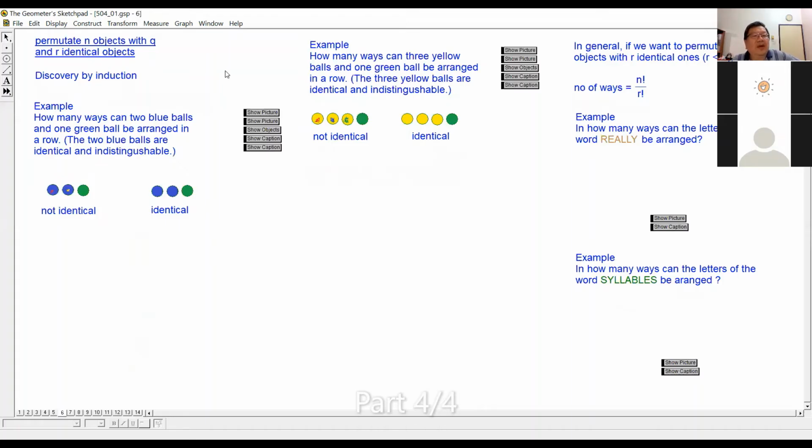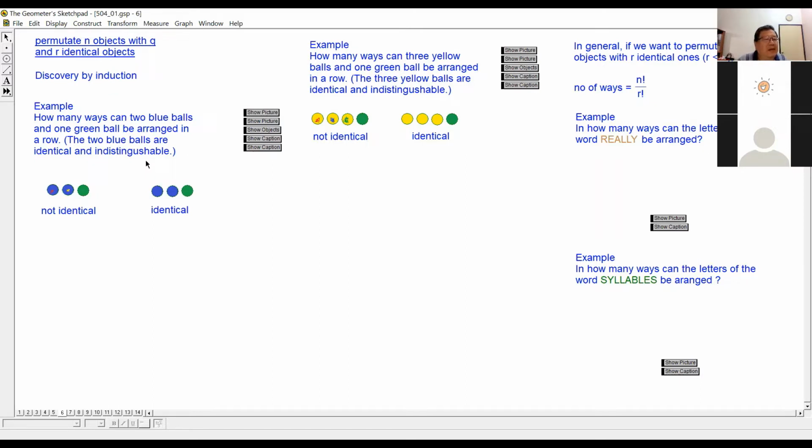Now then, we are going to look at another type of question. Now we have n objects with some identical objects. What do you mean by identical objects? Let's say, for example, how many ways can two blue balls and one green ball be arranged in a row? The two blue balls are identical and indistinguishable. That means you cannot see the difference between the two blue balls.